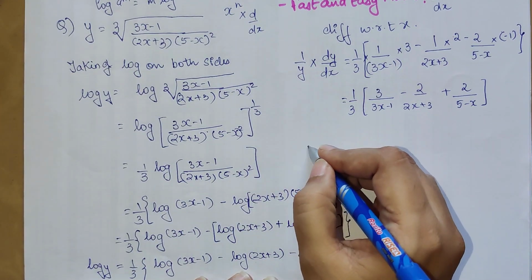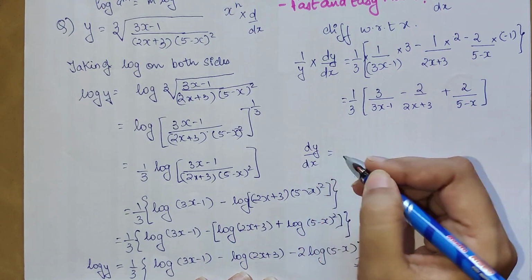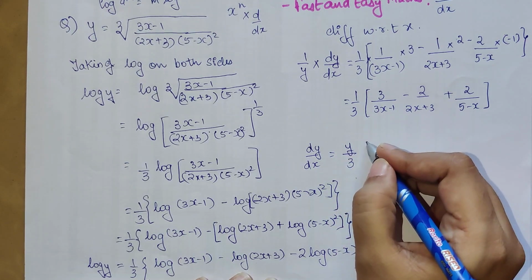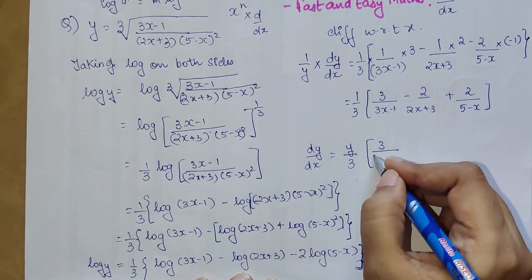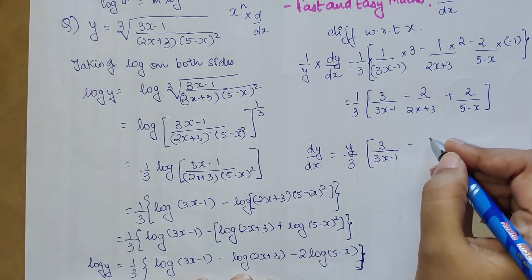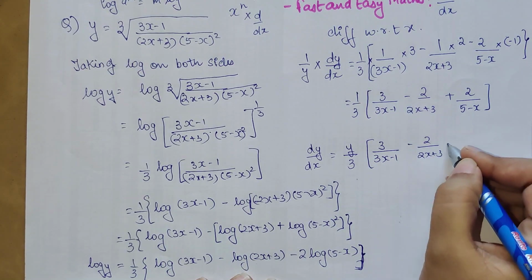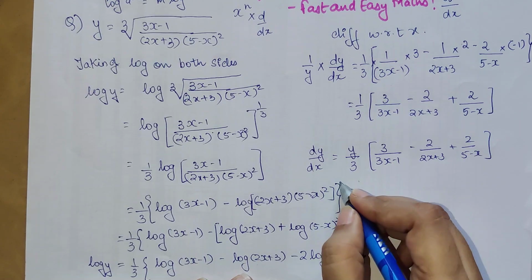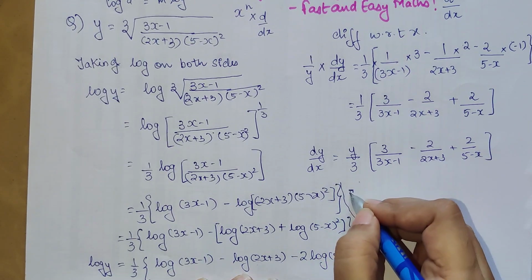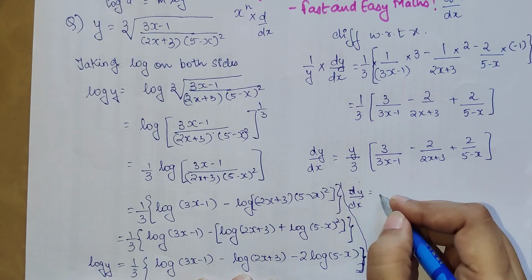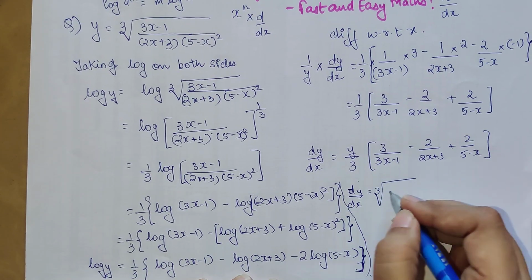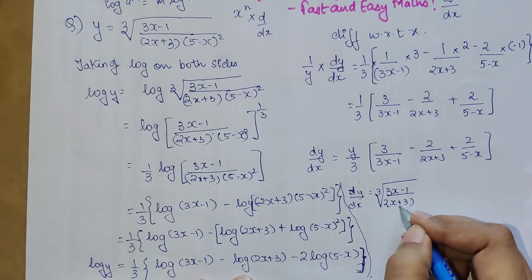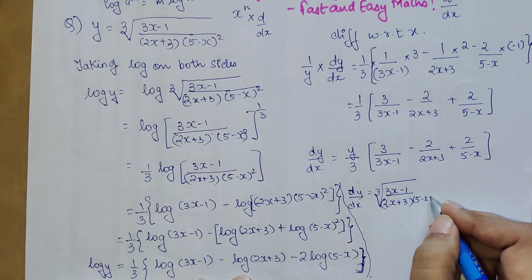Okay, so your actual dy by dx will be, this y is taken on this side. So y upon 3 upon 3x minus 1 minus 2 upon 2x plus 3 plus 2 upon 5 minus x. Okay, so now your final answer, I'll just make it this side. So dy by dx is equal to cube root of 3x minus 1 upon 2x plus 3 the whole multiplied by 5 minus x the whole square.